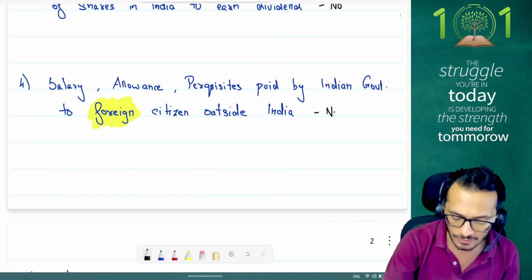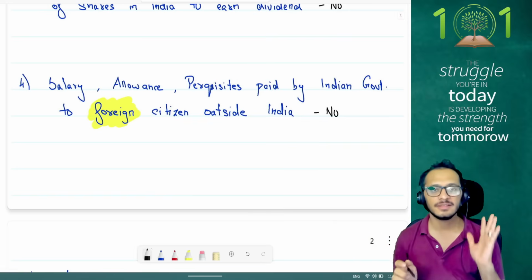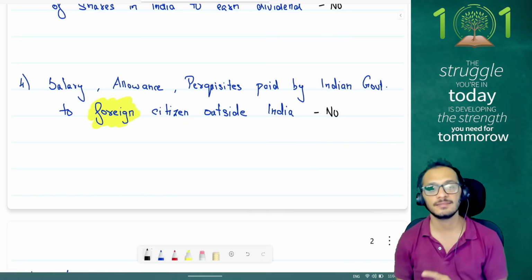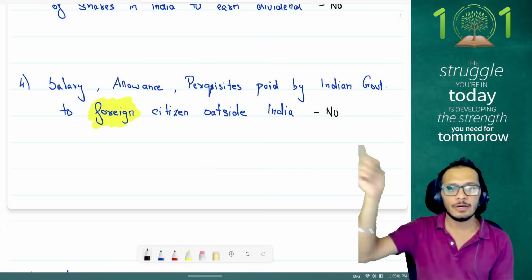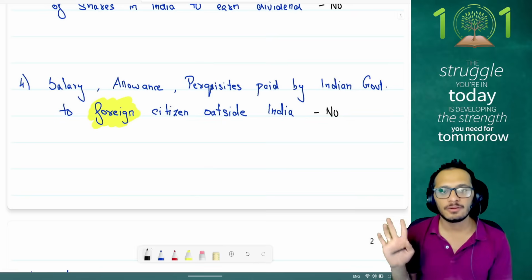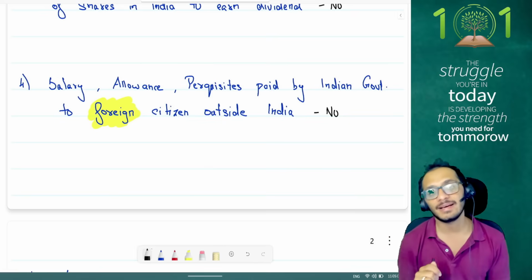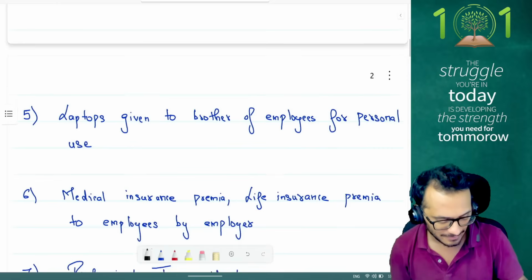This also becomes not taxable for all the three components. Salary also will not be taxable. Allowance is also not taxable, and perquisite is also not taxable because it's a non-resident receiving money outside India, which has nothing to do with India, even if the payment is made by the Indian government. Indian government payment will only be taxable if it was an Indian citizen. Yes, let's keep that in mind.